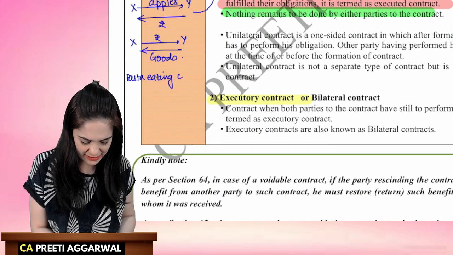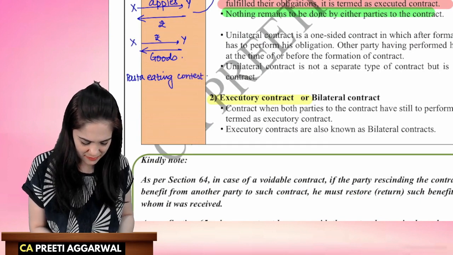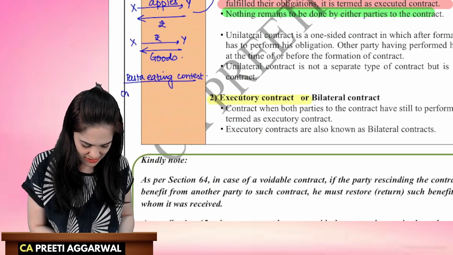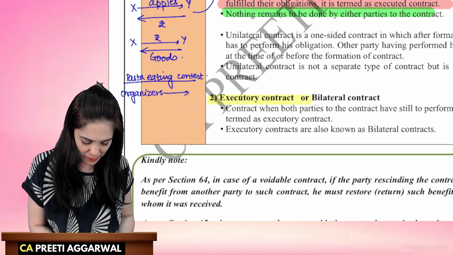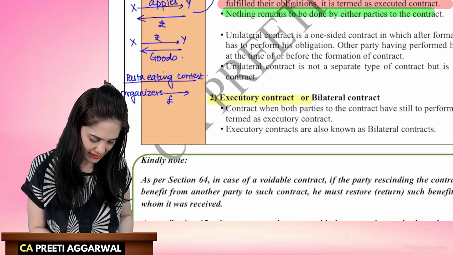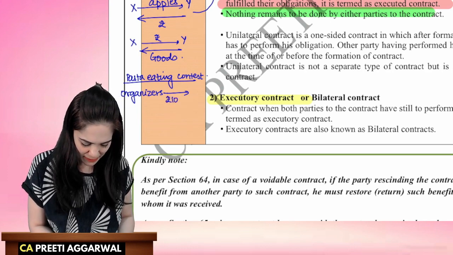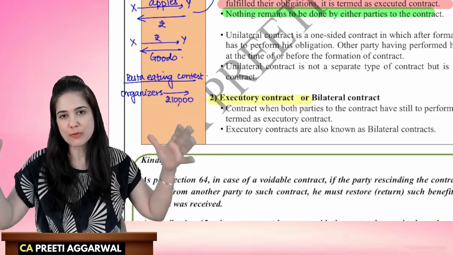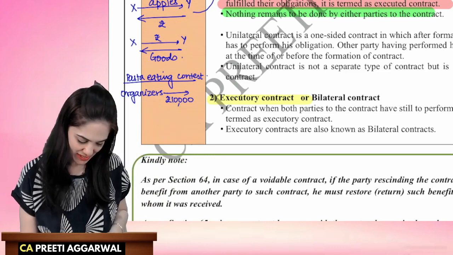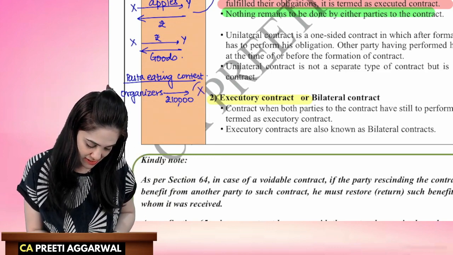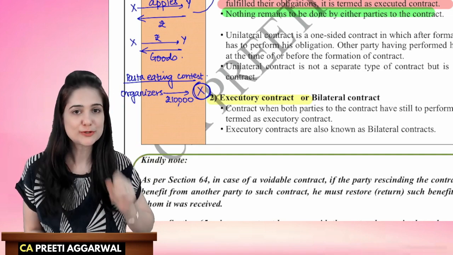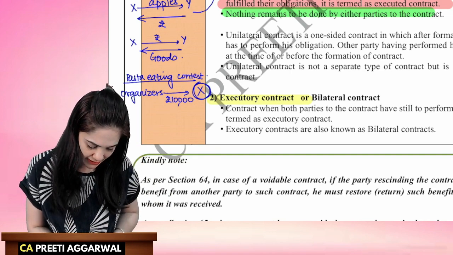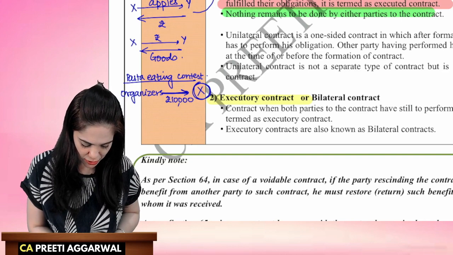There was a pasta eating contest, and the organizers agreed to pay a reward of, let's say in rupees, 10,000 rupees to whoever ate a big bowl of pasta in 10 minutes. X finished the entire bowl in under 10 minutes. Now he is entitled to the reward. So the organizers will pay him 10,000 rupees.